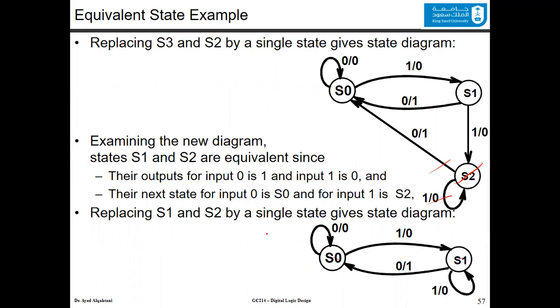Now you have a single input, X, for example, and a single output, Y, and you have only 2 states, S0 and S1. Since you have 2 states, you could code them. You make this one state 0 and this one state 1. So you need only a single flip-flop.